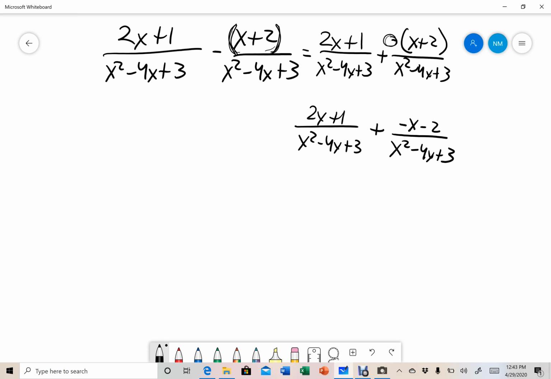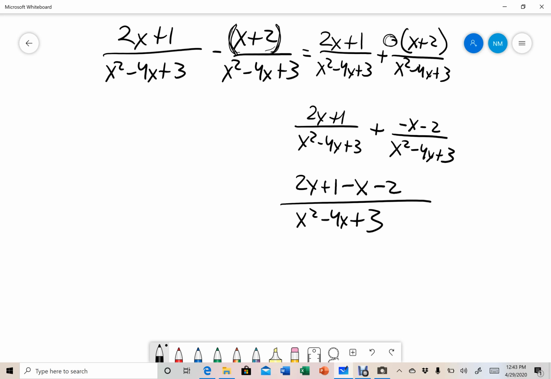Now I can combine these together, saying 2x plus 1 minus x minus 2 over x squared minus 4x plus 3. Okay, so we have to first change the signs before we can remove our parenthesis. Okay, as we're removing our parenthesis, we have to remember these are going to flip signs. Okay, what was positive will be negative and vice versa. Okay, so here's where I'm at here.